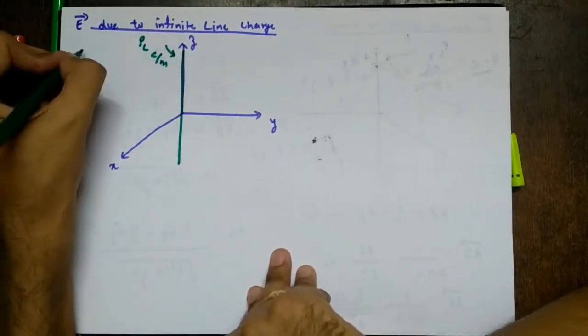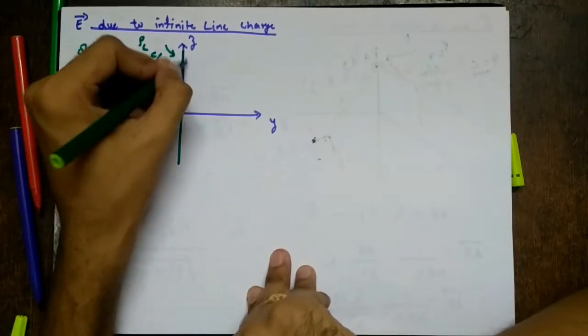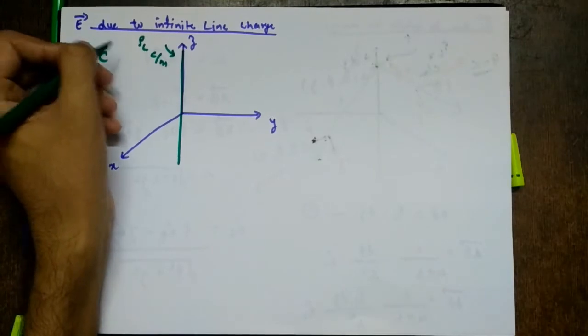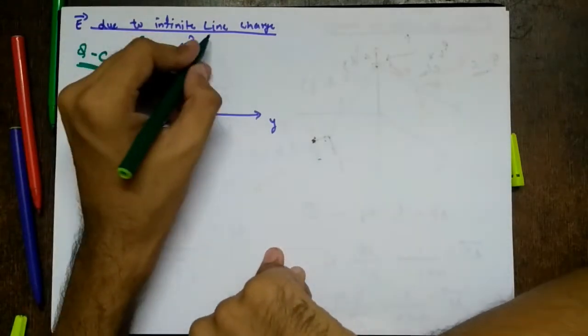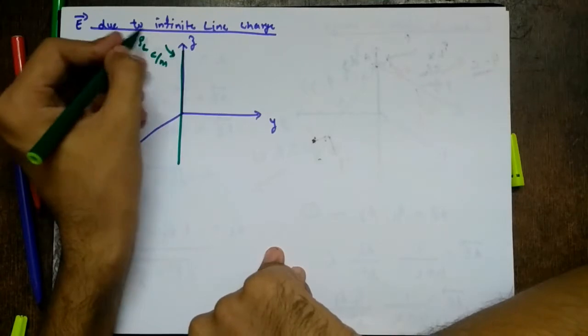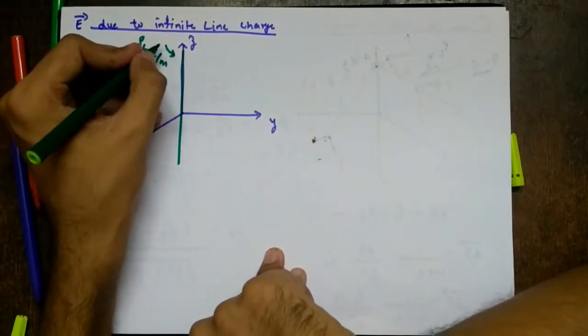C is capital. Now the unit of charge is coulombs. Since this is a line charge, it will be coulombs per meter. So per meter we have a charge of rho L coulombs. That's what this means, and that's why the unit is coulombs per meter. Similarly, for surface charge we'll have coulomb per meter square. Per unit area we have a rho S surface charge. That's what we mean.